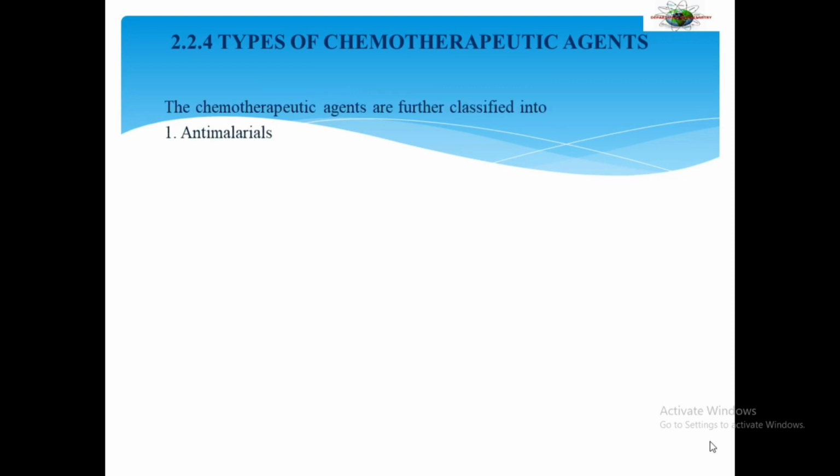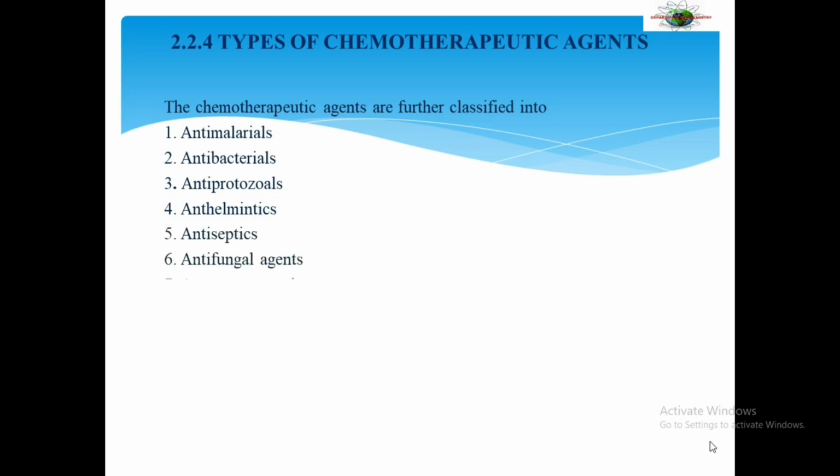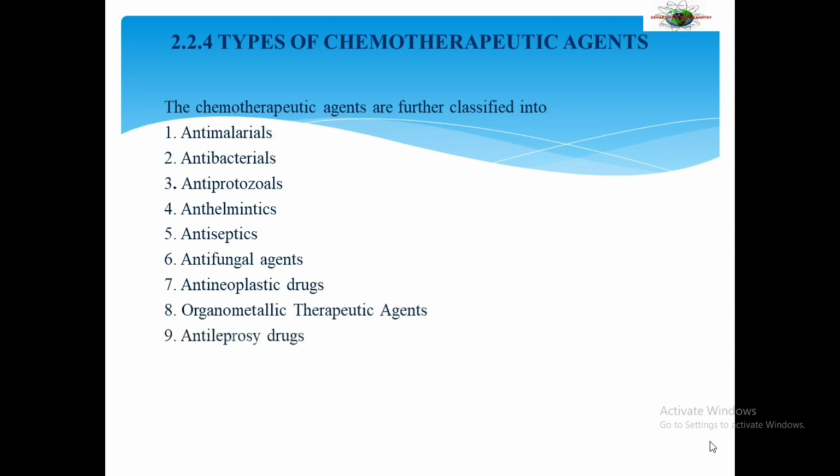Then coming to the types of chemotherapeutic agents. Chemotherapeutic agents are further classified into antimalarials, antibacterials, antiprotozoals, anthelmintics, antiseptics, antifungal agents, antineoplastic drugs, organometallic therapeutic agents, anti-leprosy drugs, and anti-tubercular drugs.